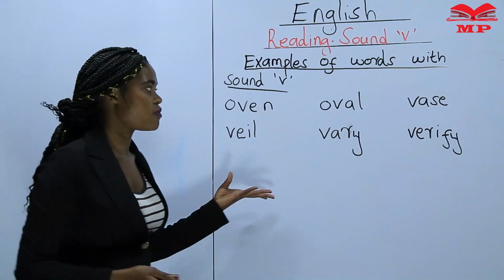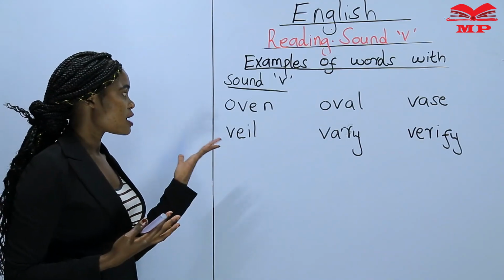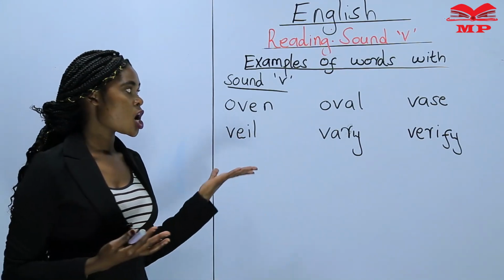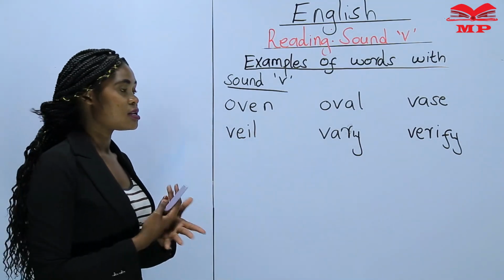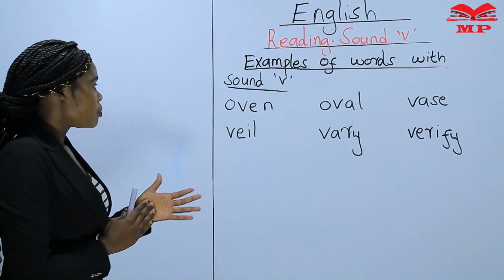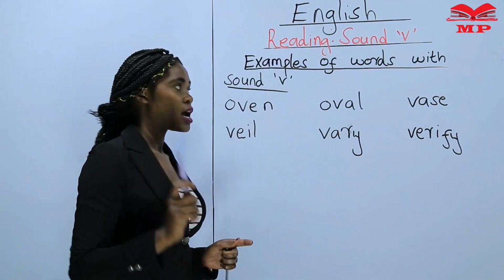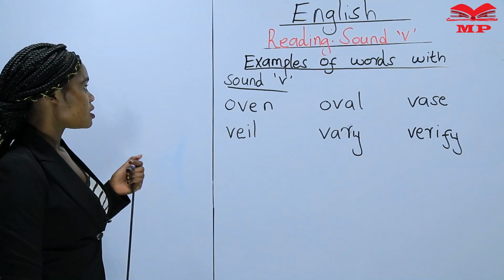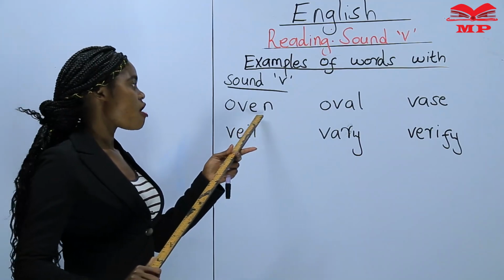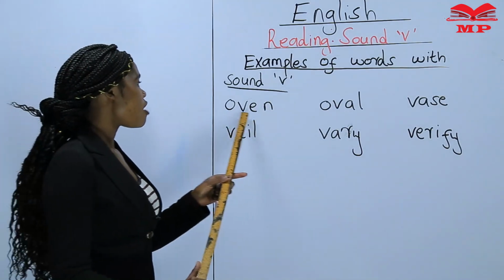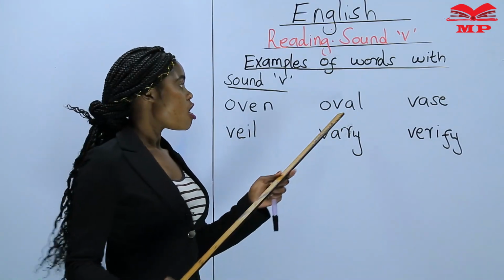Now look at what I have on the board. These are just more examples of words that have sound V. And you can see sound V is either at the beginning or in the middle within the word. It depends on the type of word. So let's practice reading these words together and then proceed. So we shall start with the first word. I'm going to read. Thereafter, I will guide you on how to read the rest of the words. So starting with the very first word, we have the word oven. Oven. Oval. Oval.